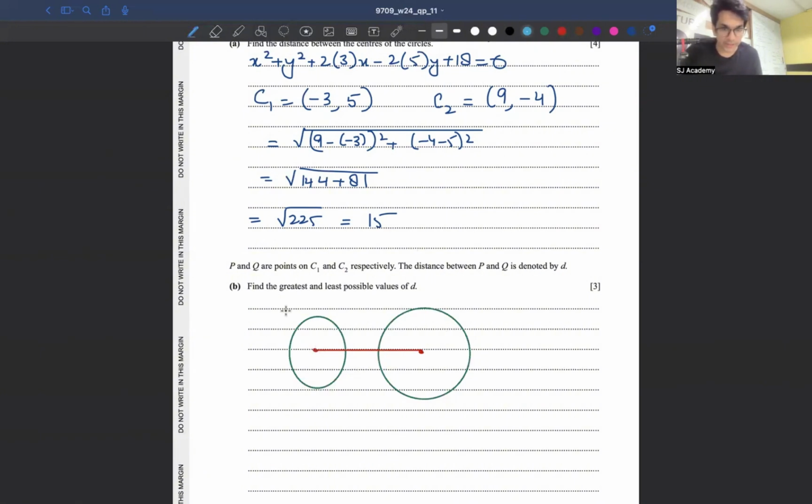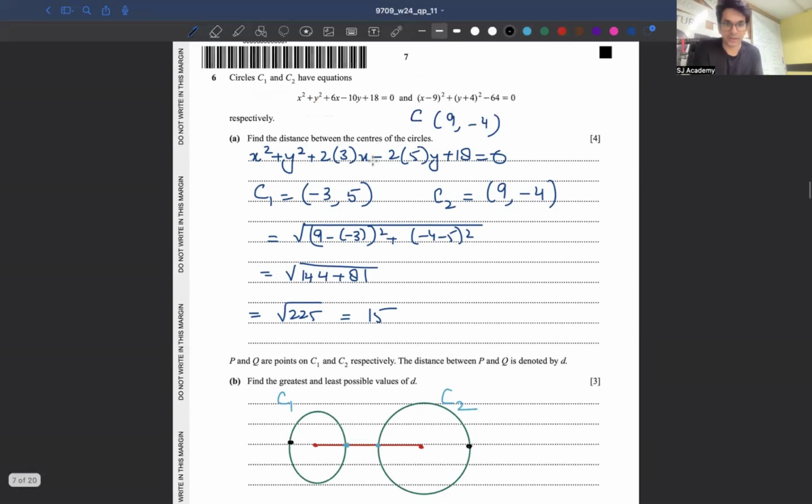We need to find the radius of each of these two circles. So for C1 and C2, if we can find this length, the radius of C1 and the radius of C2, we know that these 2 points will be the closest. So this will be the least distance, and these 2 points on the furthest ends will have the largest distance. Now, how to find the radius?